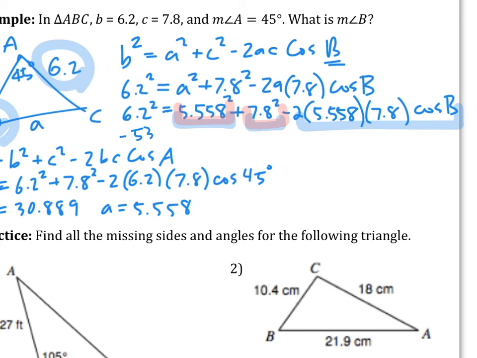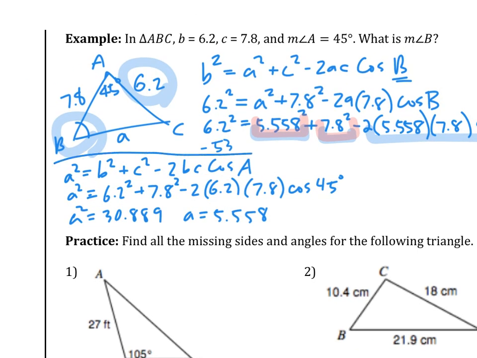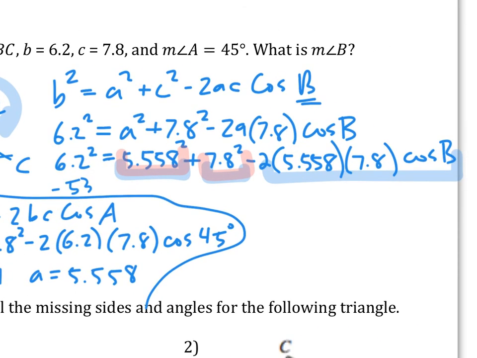I'm sorry, let me block this off so it's separate from each other. Okay, negative 53.291 equals negative 2 times 5.558 times 7.8 times cosine B. Now what do we do? How do we solve for B? How do we get rid of the things that are farthest from B?